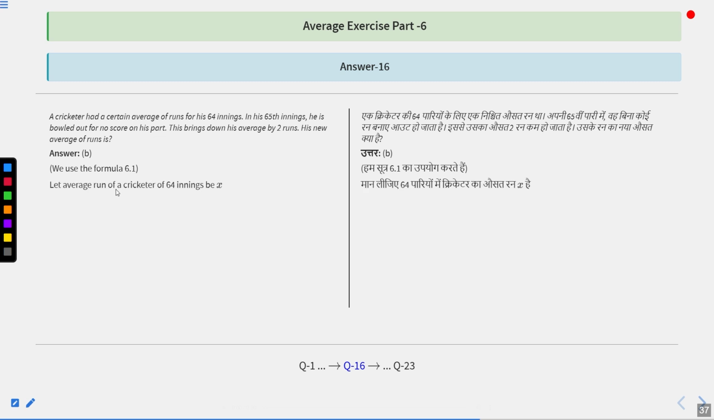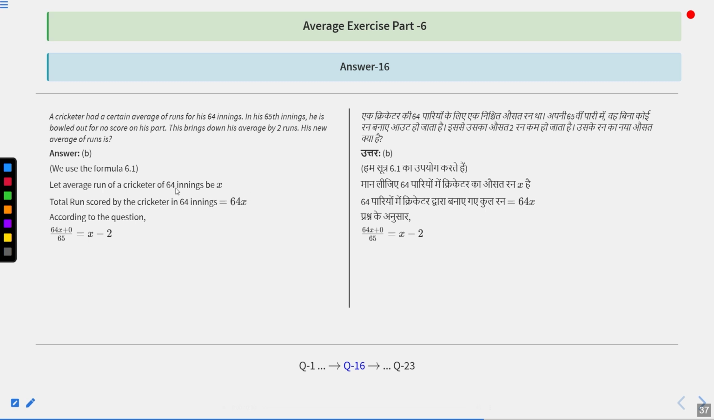So first we let the average of the cricketer over 64 innings be X. So we can calculate the total runs. Clear? So the total runs scored by the cricketer in 64 innings will become 64X. In the same way, when he plays the 65th inning, his average is reduced by 2. So we can say that the total score is 64 into X, plus in his last inning he scored 0 runs.